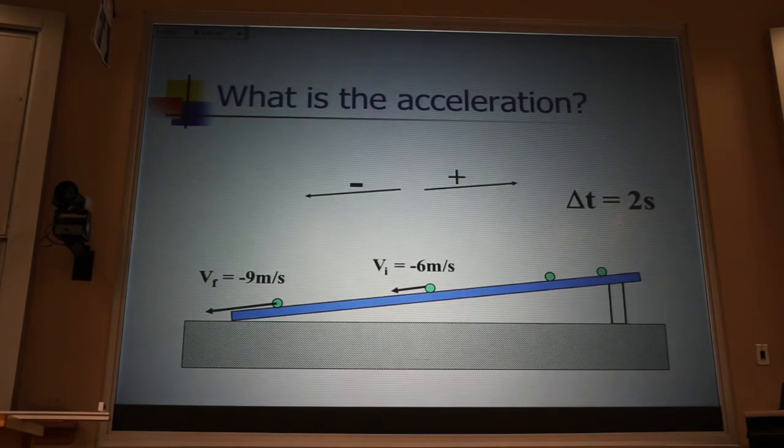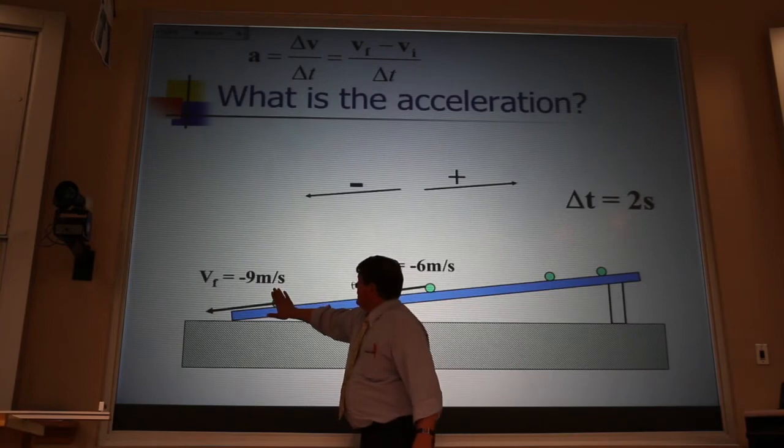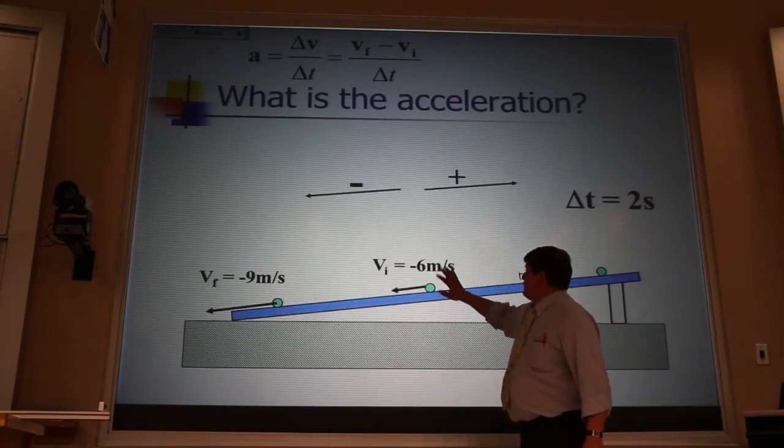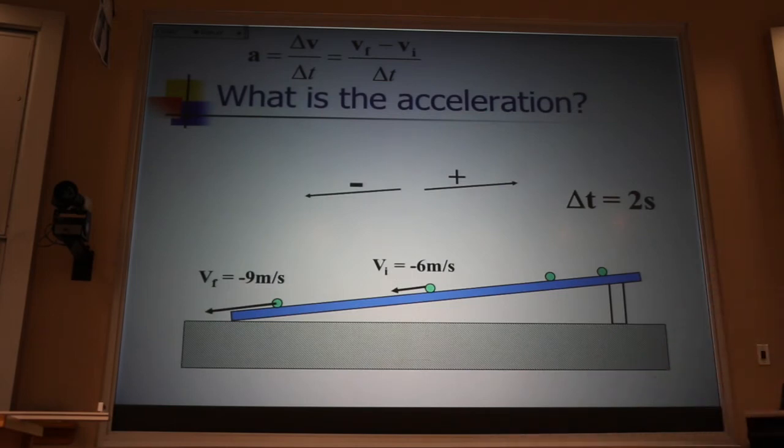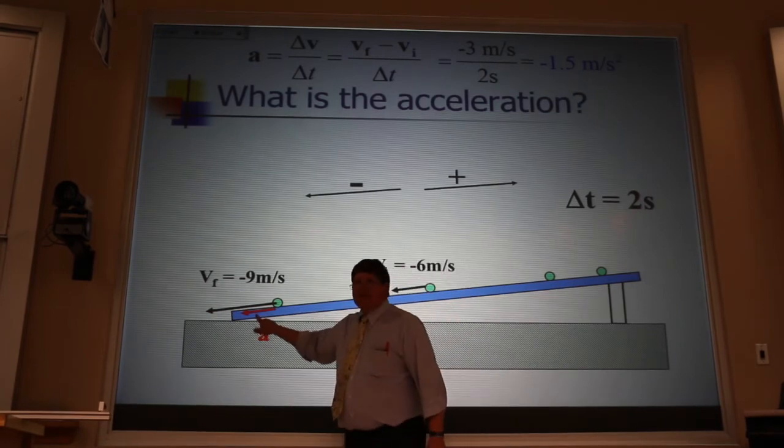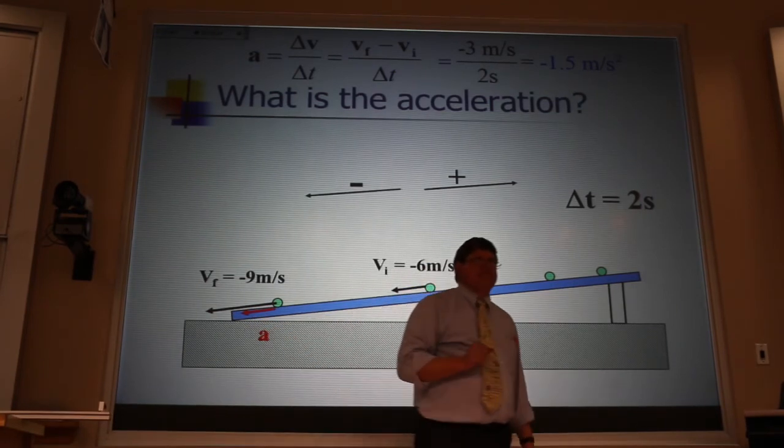Okay? Now, let's look at this example here. If we use the operational definition of acceleration as the ball is speeding up down the ramp, we take final, which is -9, minus the initial, which is -6. -9 minus -6 is -3. You divide that by the 2 seconds and you get negative 1.5 meters per second every second. Same as before. That minus sign means down the ramp. And in this case, it means speeding up.